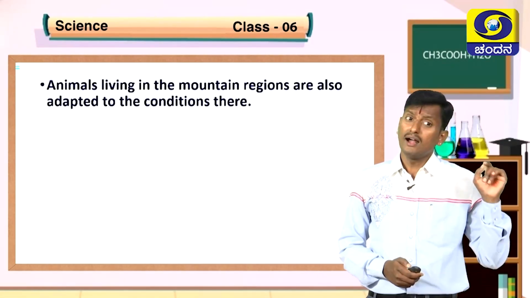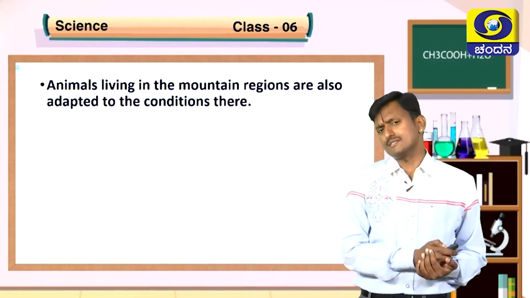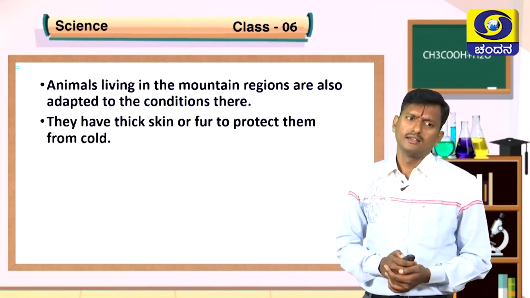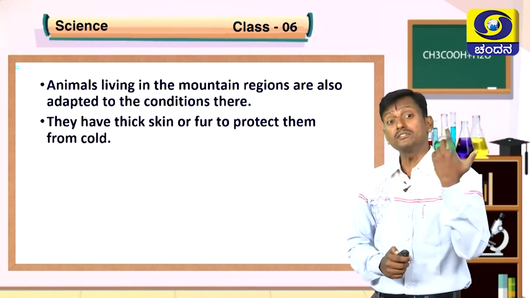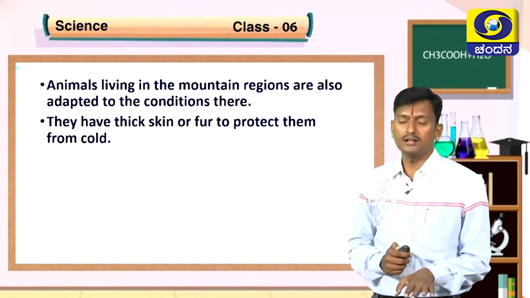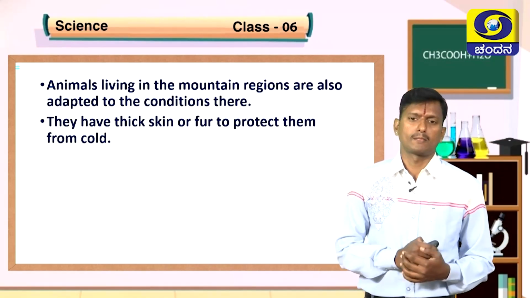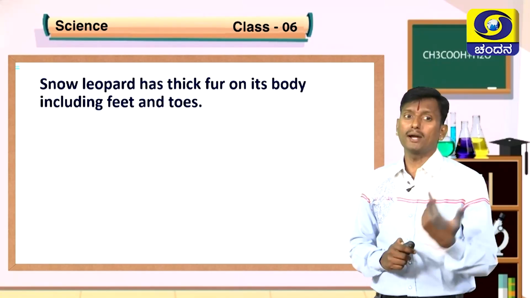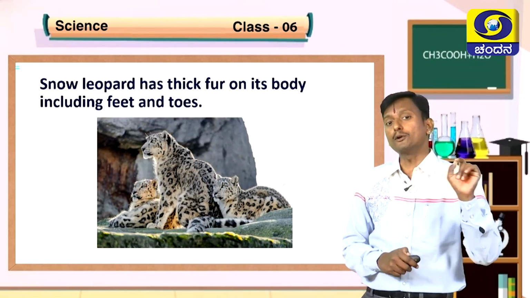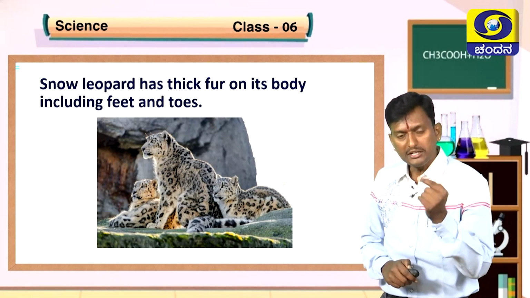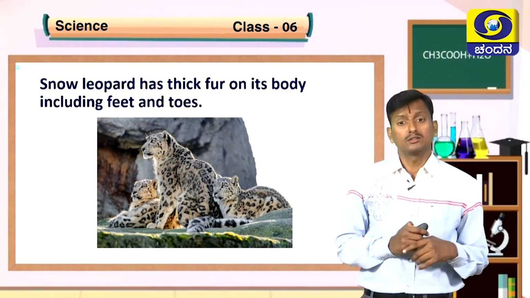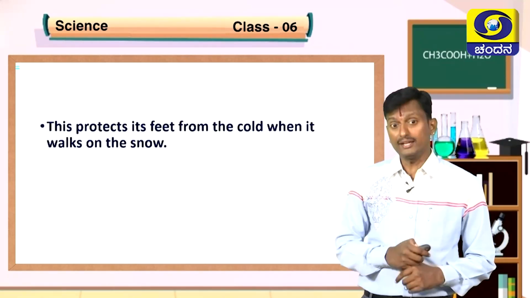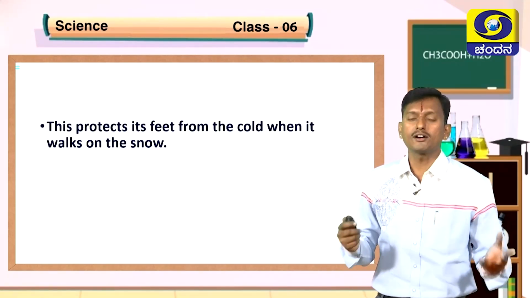Students, animals living in mountain regions are also adapted to the conditions there. For example, they have thick skin or fur to protect them from cold. For example, the snow leopard has thick fur on its body, including feet and toes. So what is the use of this to the leopard? This protects its feet from the cold when it walks on the snow.